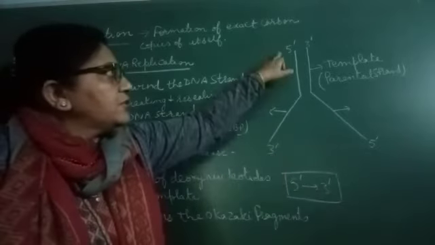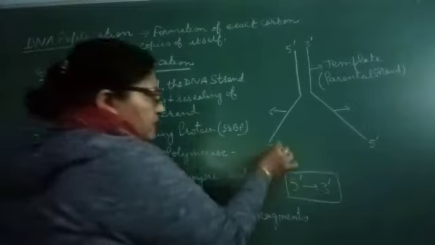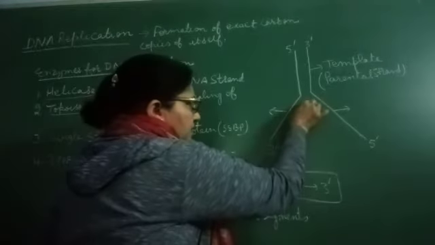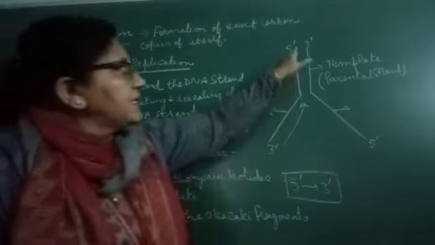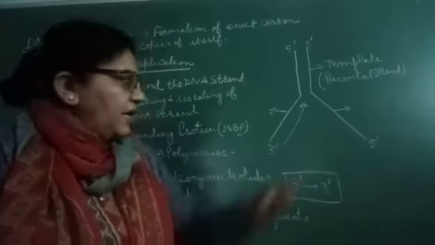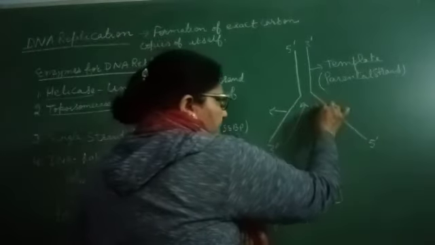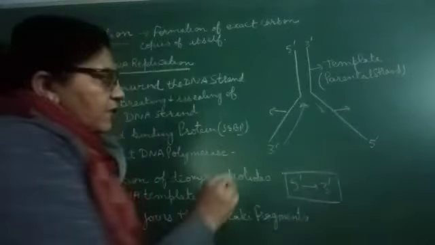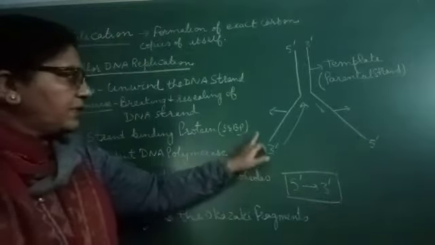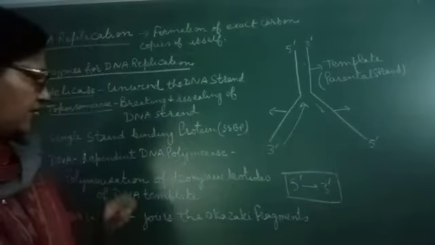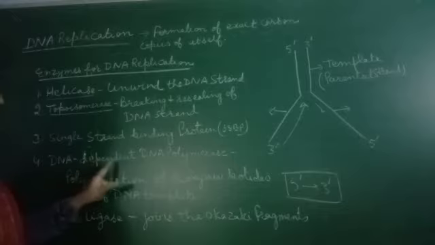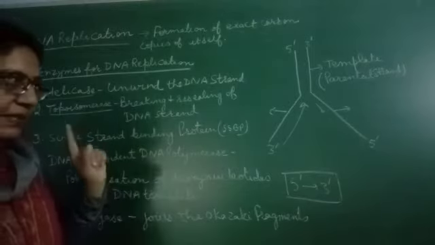Now this is 3' to 5', so the new strand will form from this side. Here, that is 3' to 5', the new strand will form in this way. Fine. So how are they going to form and become complementary to each other? With the help of a DNA dependent DNA polymerase.